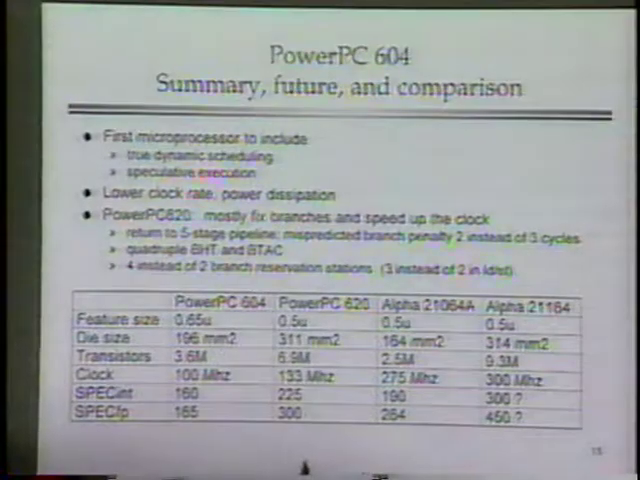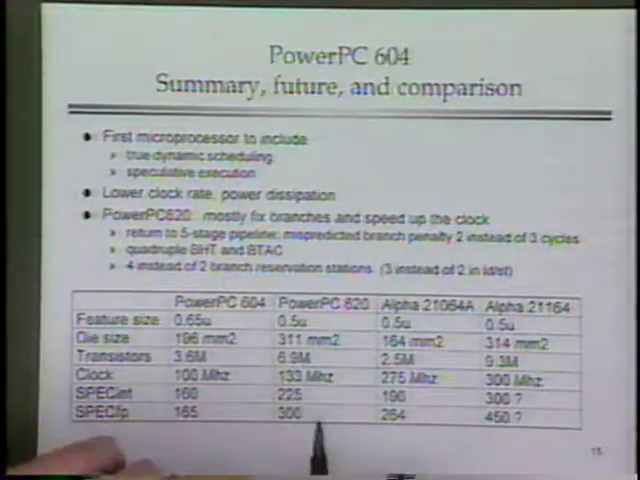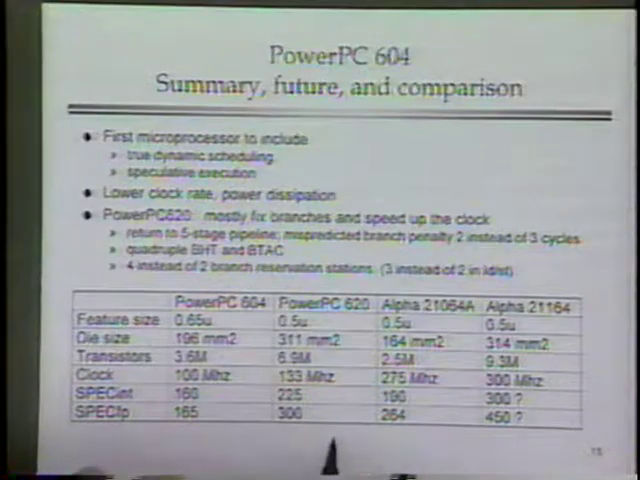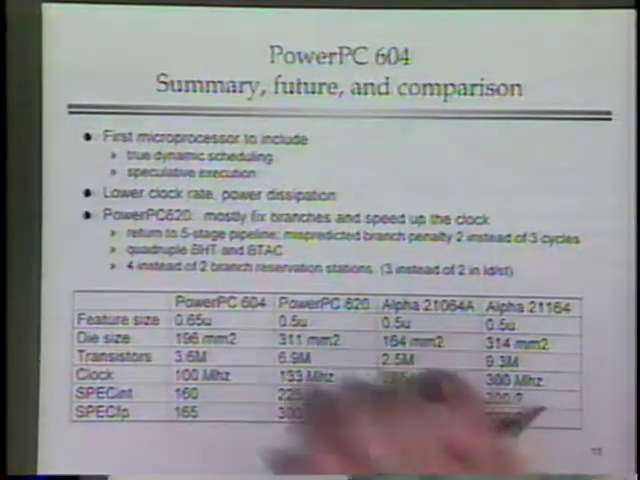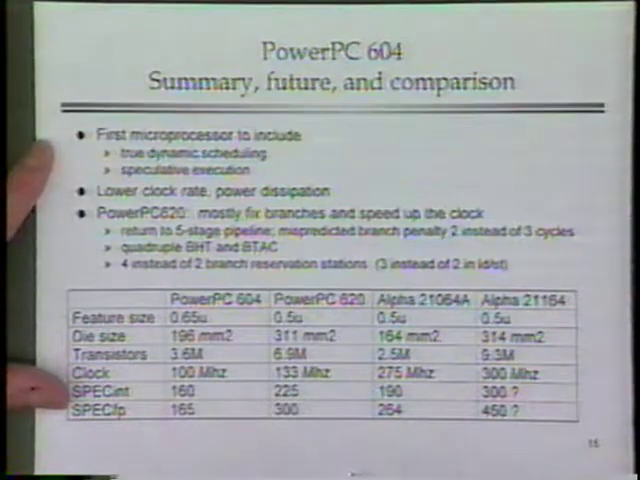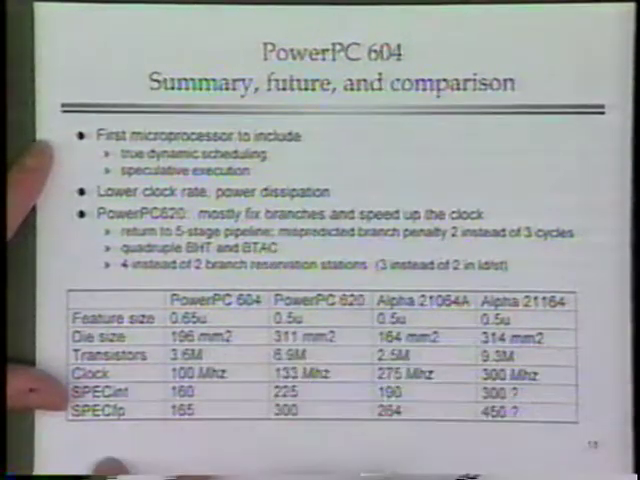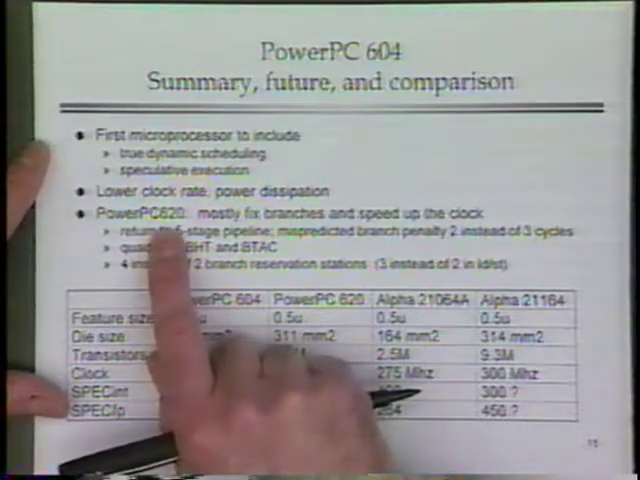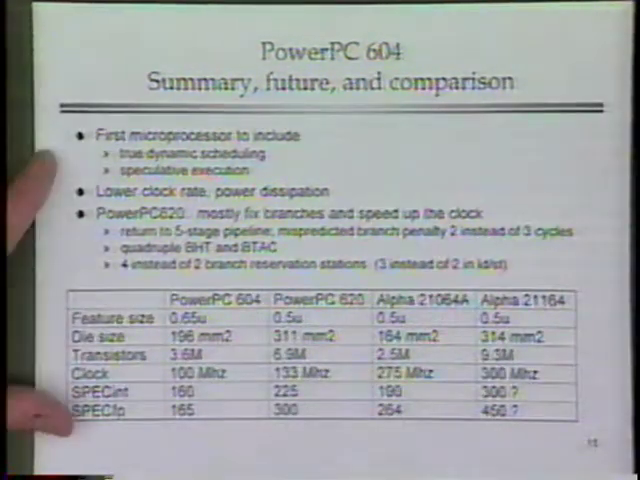So the PowerPC 604, summary. It's the first microprocessor to have the stuff that mainframes had 30 years ago, which is to say true dynamic scheduling, speculative execution, Tomasulo-like algorithms, that sort of thing. It's a lower clock rate machine, has lower power dissipation, which has advantages as we described before. The 604 has been around for a while. The next version is the 620. These machines leapfrog each other, obviously.